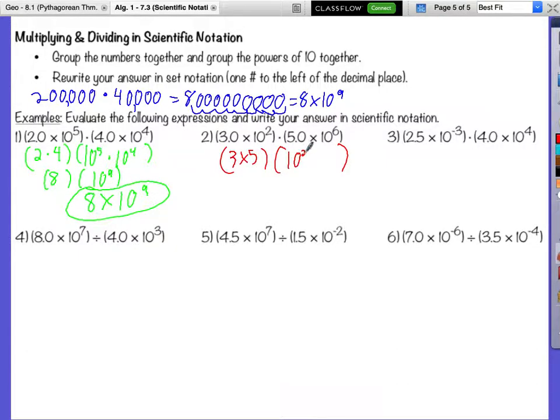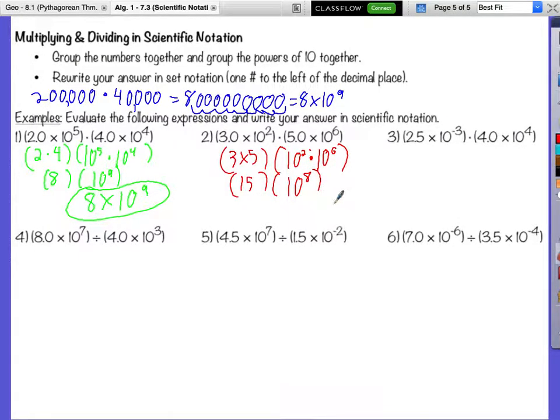10 to the second times 10 to the 6th. Our scientific notation numbers are exponents, our powers of 10. So now we say, Betsy, what is 3 times 5? 15. Jacob, what is 10 to the second times 10 to the 6th? 10 to the 8th. Very good.